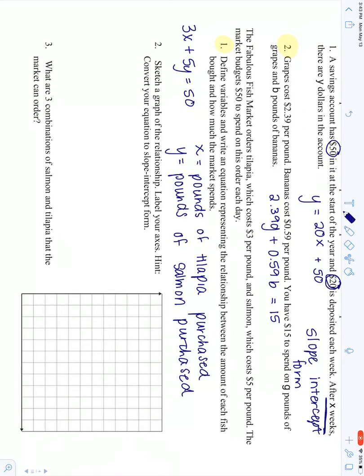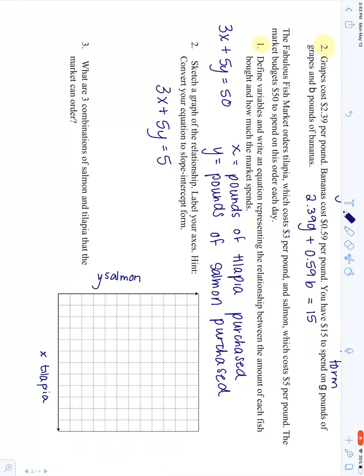Okay, so first we need to label our axes. We know that this is the x-axis, which is going to be tilapia. And my y-axis is going to be salmon. And I'm going to convert this into slope-intercept form before I make my axes. So let's go ahead and convert this.